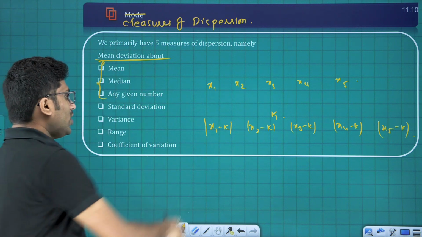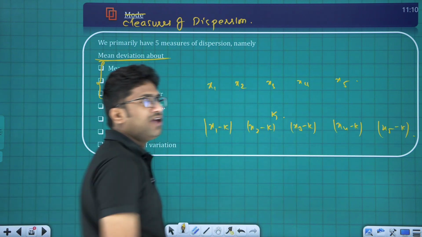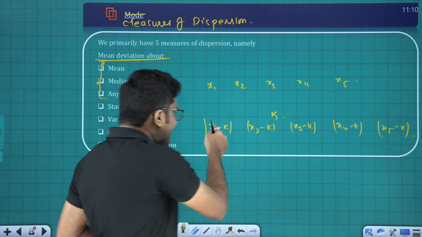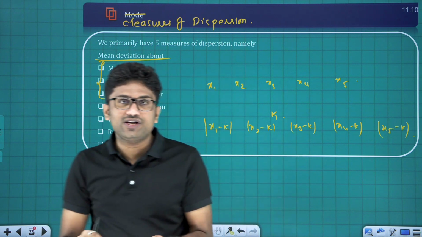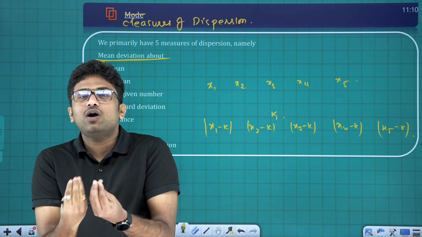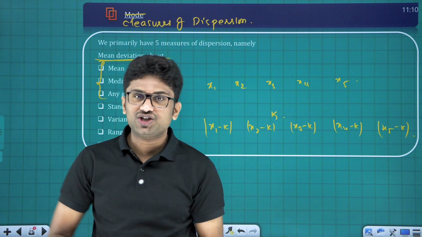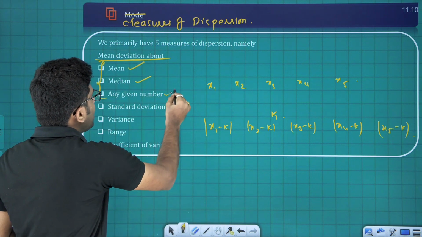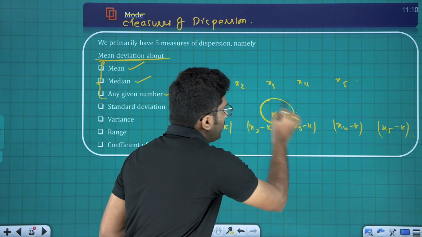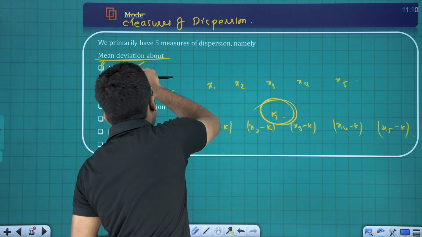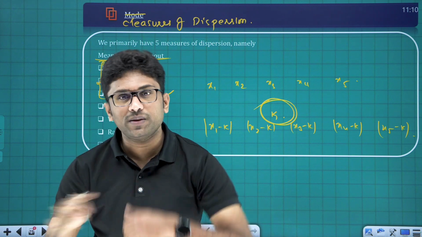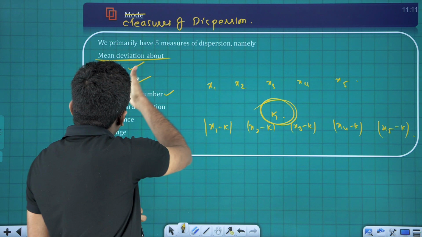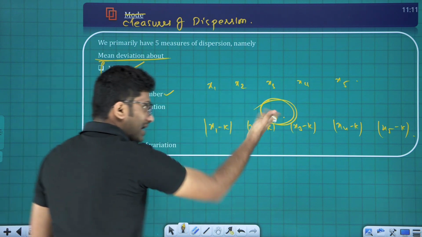Now if we find the mean of these deviations, we call it the mean deviation. If we treat these five as new observations and find their mean, then we call such a mean the mean deviation. Mean deviation about the mean, median or any given number all depends on the value of k. If we take k as the mean, we get the mean deviation about the mean. If k is the median, we get the mean deviation about the median. Or any given number like this k.